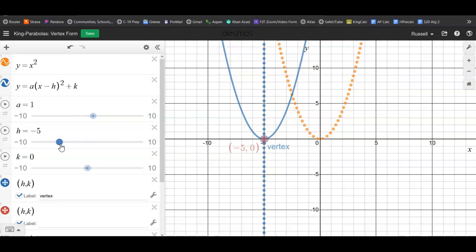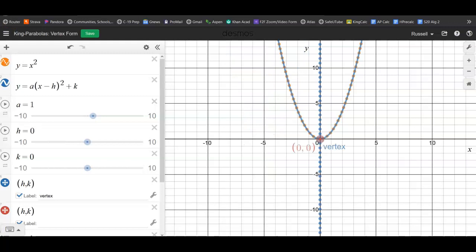Now you'll notice the axis of symmetry, which is the vertical dotted blue line, it also moves, and it always goes through the vertex, always. But that horizontal translation to the left or right, it moves the vertex, it moves the entire parabola as one piece. Notice it does not change the shape of the parabola whatsoever. It just moves the vertex left or right.